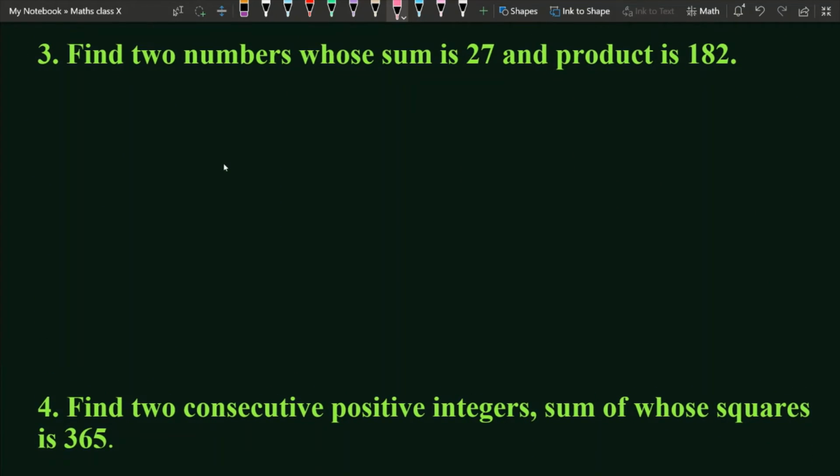Second question is something related to example. You do it by your own. I am moving to the word problems. The third question is, find two numbers whose sum is 27 and product is 182.